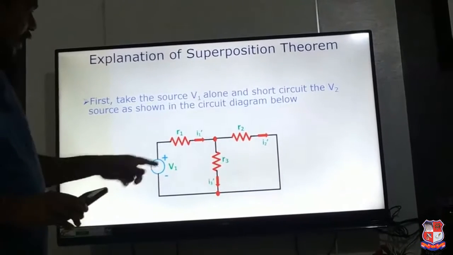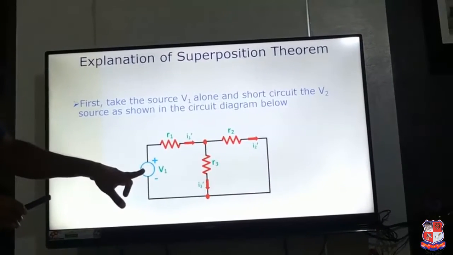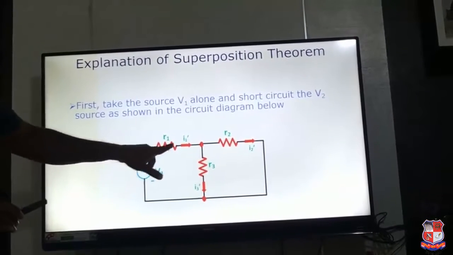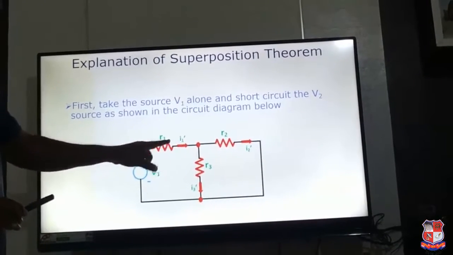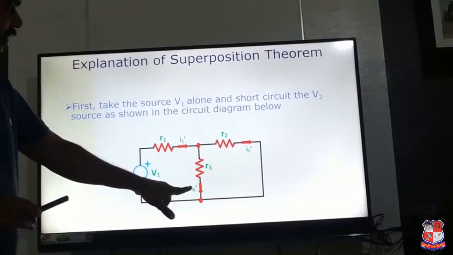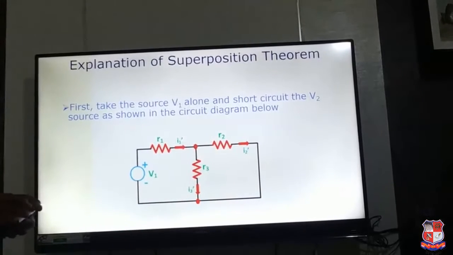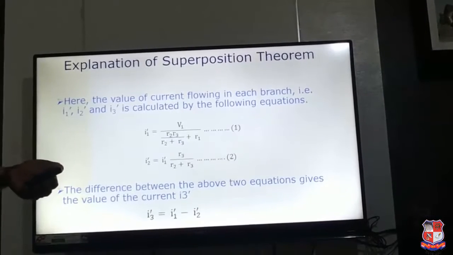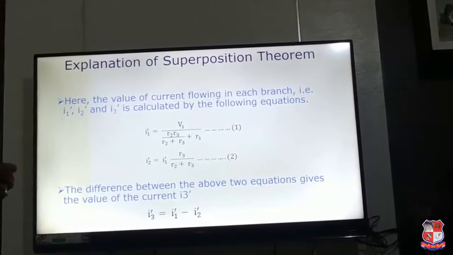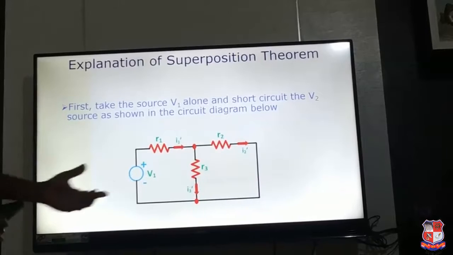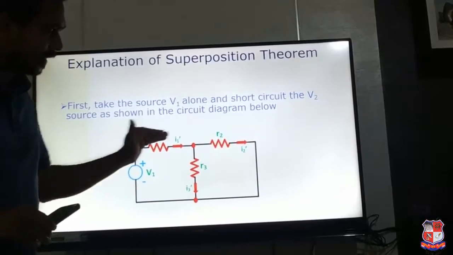At that time there are three resistances R1, R2 and R3. Now when only one voltage source V1 is applied in that circuit, these are the directions of current: current I1 dash, current I2 dash and current I3 dash. The directions of I1 dash, I2 dash and I3 dash are given as shown in this figure. If we want to calculate the I1 dash, I2 dash and I3 dash currents, we simplify this circuit. Here the voltage is applied, so current is flowing in this direction.